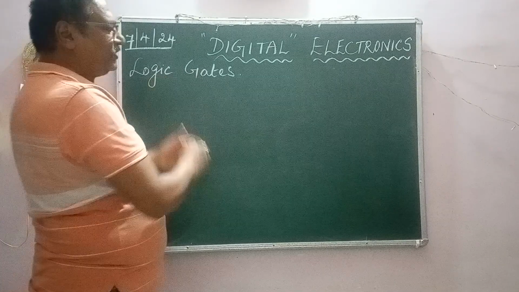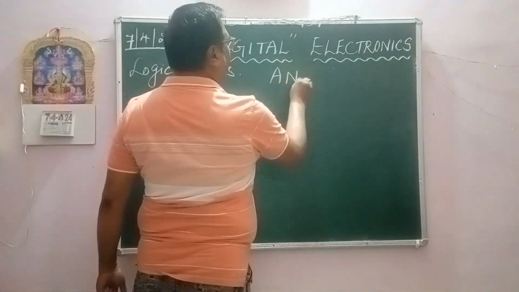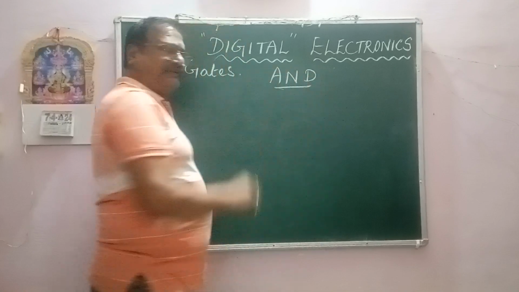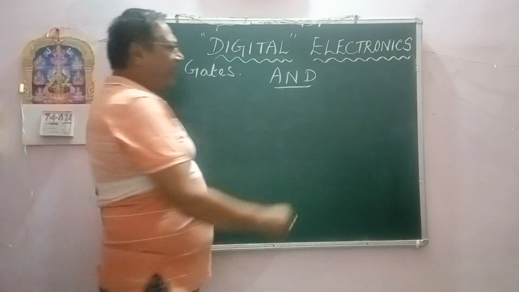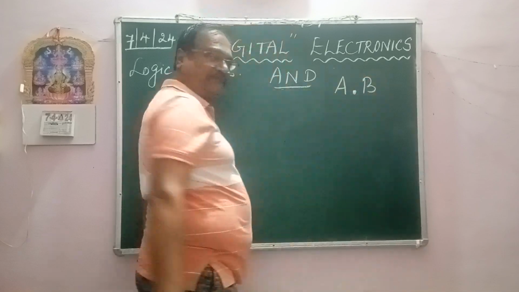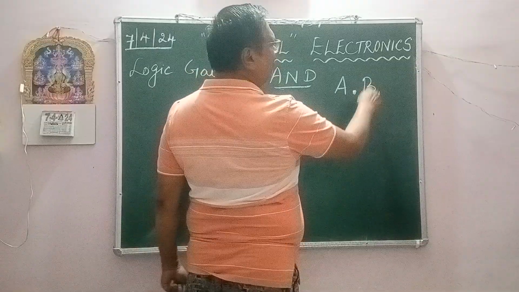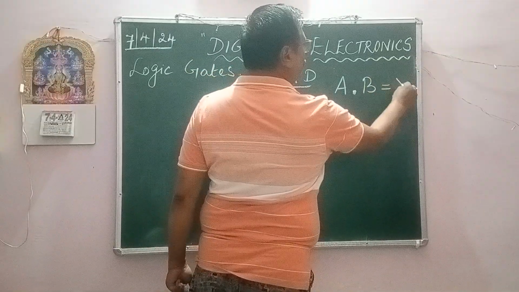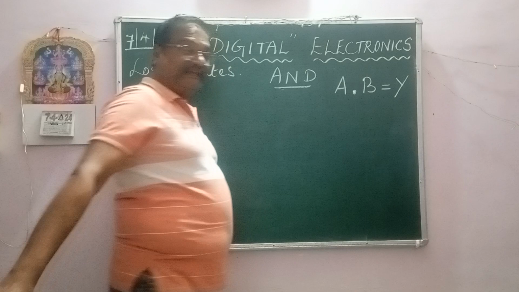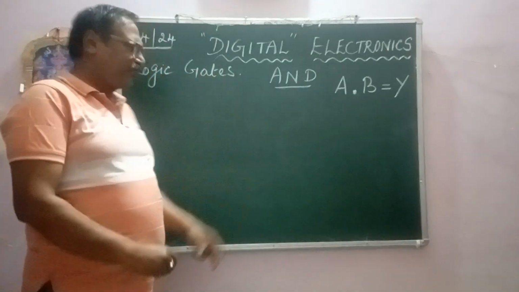Now, we shall move to the next type of gate, and that is the AND gate. So the very word AND, A and B. You see, I put a dot. Both A and B should be high for the output to be high. This is the Boolean expression. Very simple, we will do it.